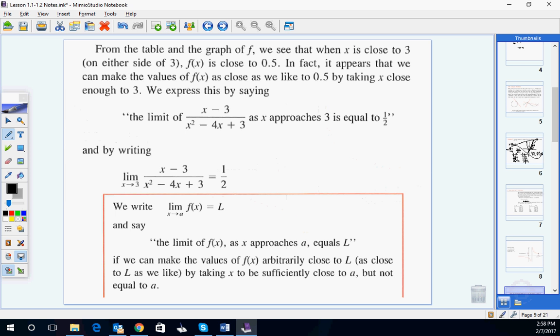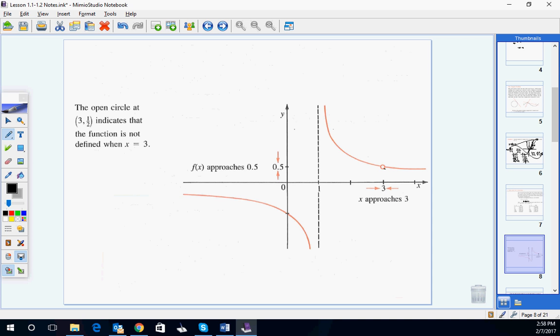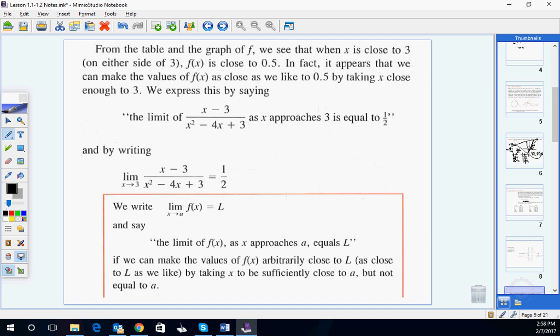So from the table and the graph, we see that when x is close to 3, even though there's a hole there, we can take the limit to approximate about where it's at. Even though the value's not there, it's pretty much 1/2. So from the table, we see that x is close to 3 on each side. It gets really close to 0.5. In fact, it appears that we can make the values of f as close as we'd like to 0.5 by taking x close to 3. We express this by saying the limit of this function as it approaches 3 is 1/2.